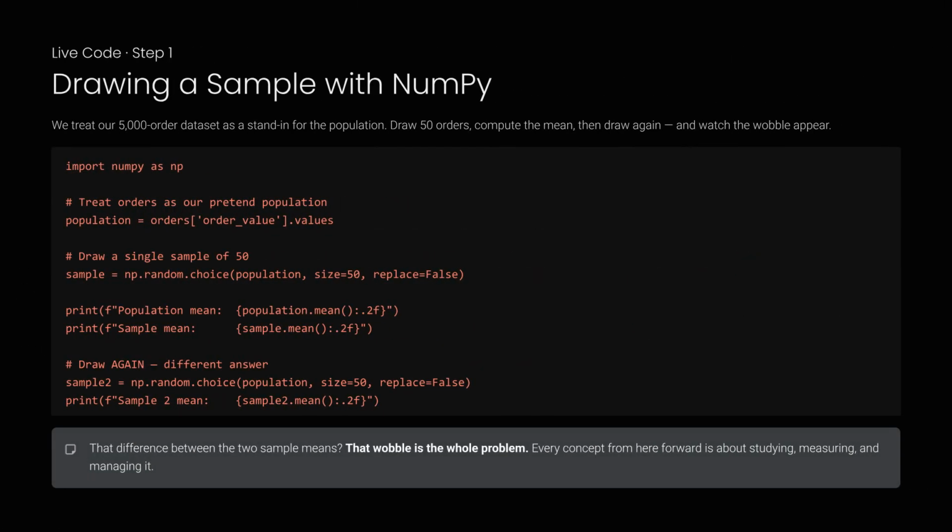Using NumPy, we can demonstrate this variability. By drawing multiple samples of 50 orders from our population dataset, we can clearly see the sample means fluctuating. This wobble is the core problem we must manage.